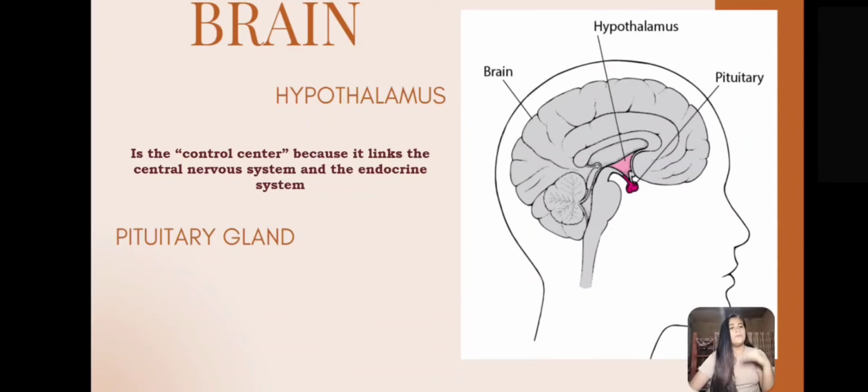So ang atong hypothalamus is ginalink niya ang central nervous system o ang atong endocrine system. Ginaunsa niya og link how is this possible? Ginaunsa niya paglink ang atong central nervous system ug ang atong endocrine.